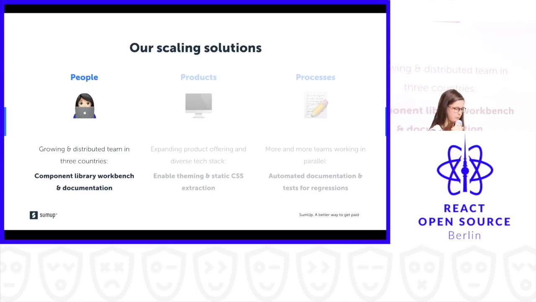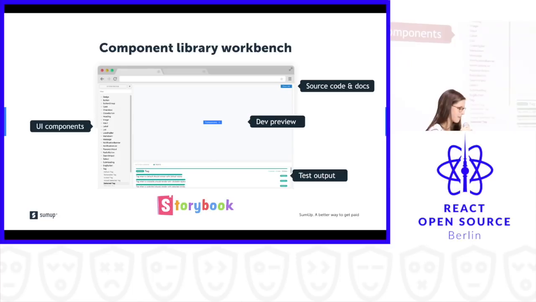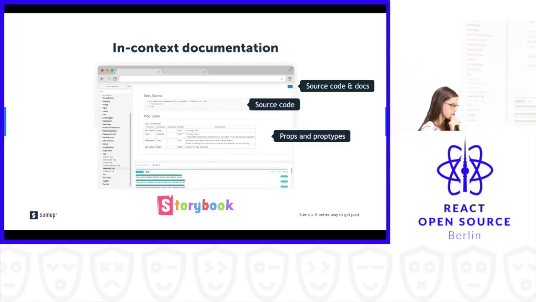So let's talk about people, what we do for the people. A lot of you are probably familiar with Storybook, but if you're not, what it gives you is this component library workbench. So you have your source code, your documentation, developer preview. You basically get to create your components in isolation, separated from your app. And what we also really love is that with documentation, you can extract the props and the prop types of everything that is in your components, so people can really easily browse this, and it takes very little extra effort from just developing the components in the first place.